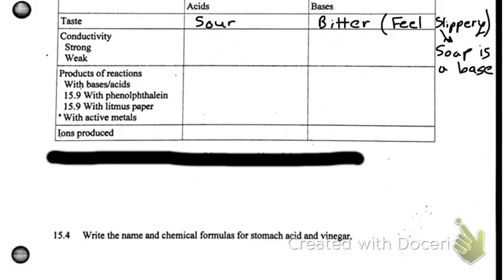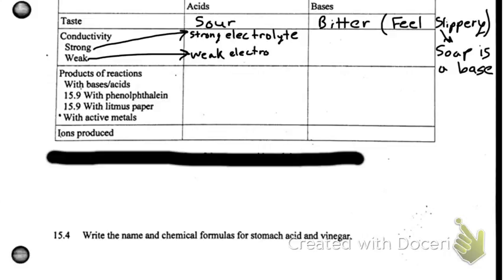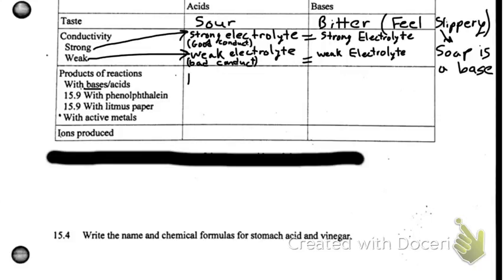Conductivity refers to whether or not it's an electrolyte. So, if it is a strong base or a strong acid, it is a strong electrolyte. That means it's a good conductor. A weak electrolyte means it's a bad conductor. Strong acids are strong electrolytes, weak acids are weak electrolytes. The same is true for bases. A strong base is a strong electrolyte. A weak base is a weak electrolyte, making them good and bad conductors, respectively.